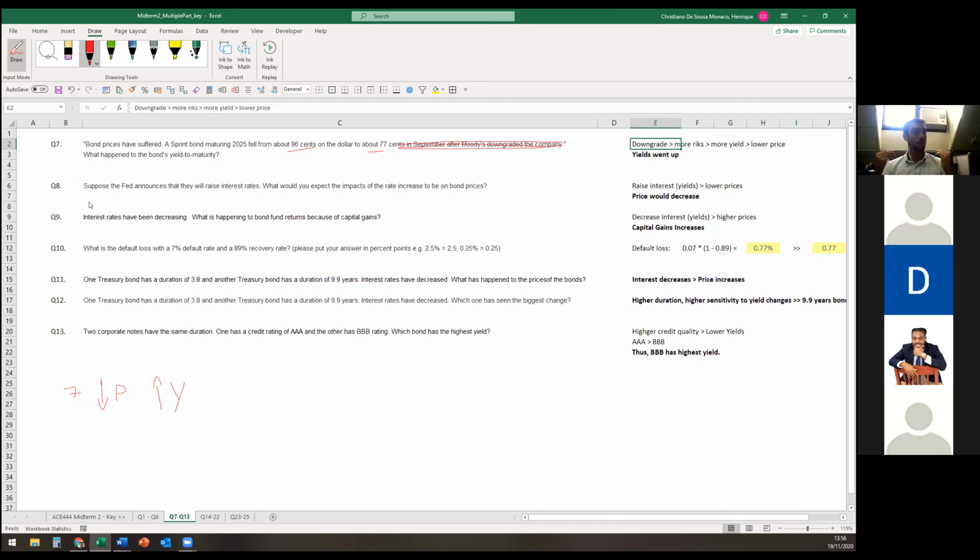Suppose the Fed announces that they will raise interest rates. So let me put 8 here. They're going to raise interest rates, right? What would you expect the impact of the rate increase to be on bond prices? So inverse relationship: yields go up, prices go down, okay? Again, this inverse relationship is very important to get for bonds, okay? Now, question 9, interest rates have been decreasing. Let me just do 9 over here real quick. Yields going down. What happened to bond fund returns because of capital gains? So yields going down, price going up, means that you have more capital gains, right? So capital gain increases here.